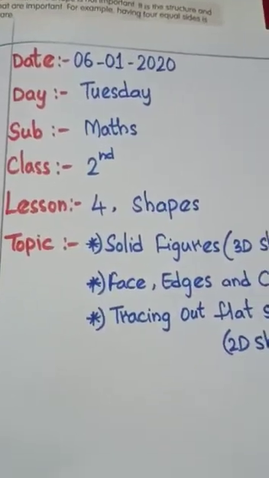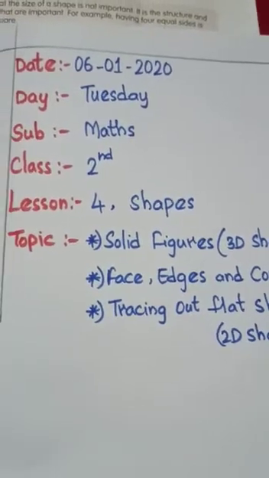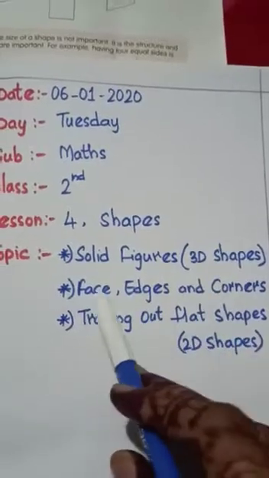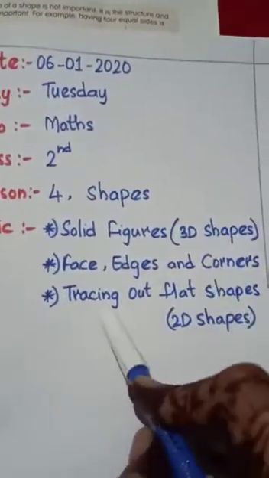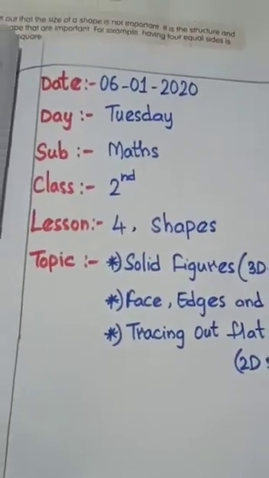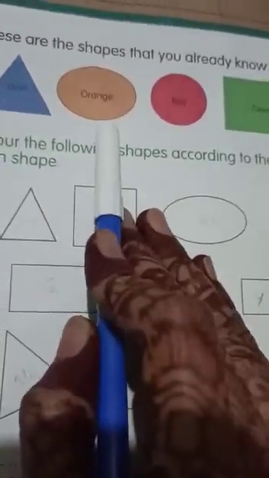Children, we are learning your fourth lesson, shapes. Okay? And the topics are solid figures, 3D shapes, face, edges and corners, tracing out flat shapes. In the previous video, we have learned shapes. What is this? Triangle, oval, circle, rectangle and square.